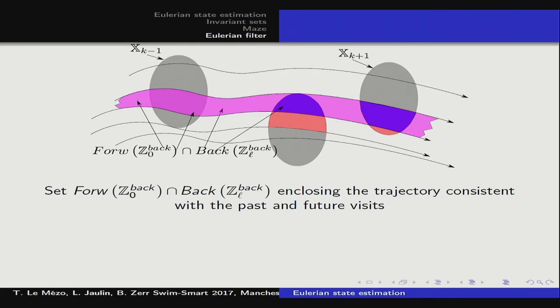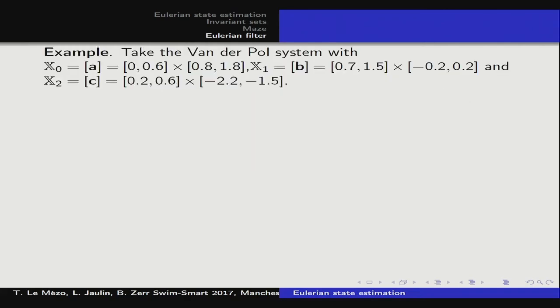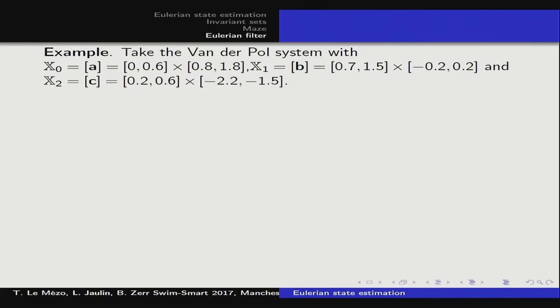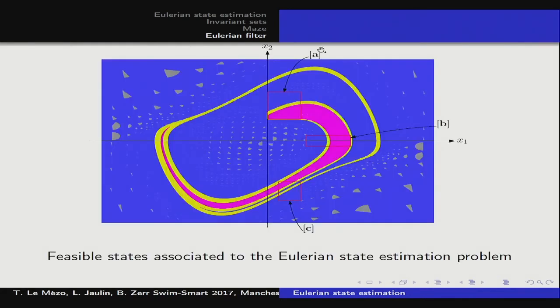I have an inner and an outer approximation in the state space, but because I am in an Eulerian approach, I have no information about time, which is not what I want in this kind of approach. So I will illustrate on a simple example, which corresponds to the van der Pol system represented here. I take three sets, x0, x1, x2, corresponding to three boxes A, B, and C, the red boxes.